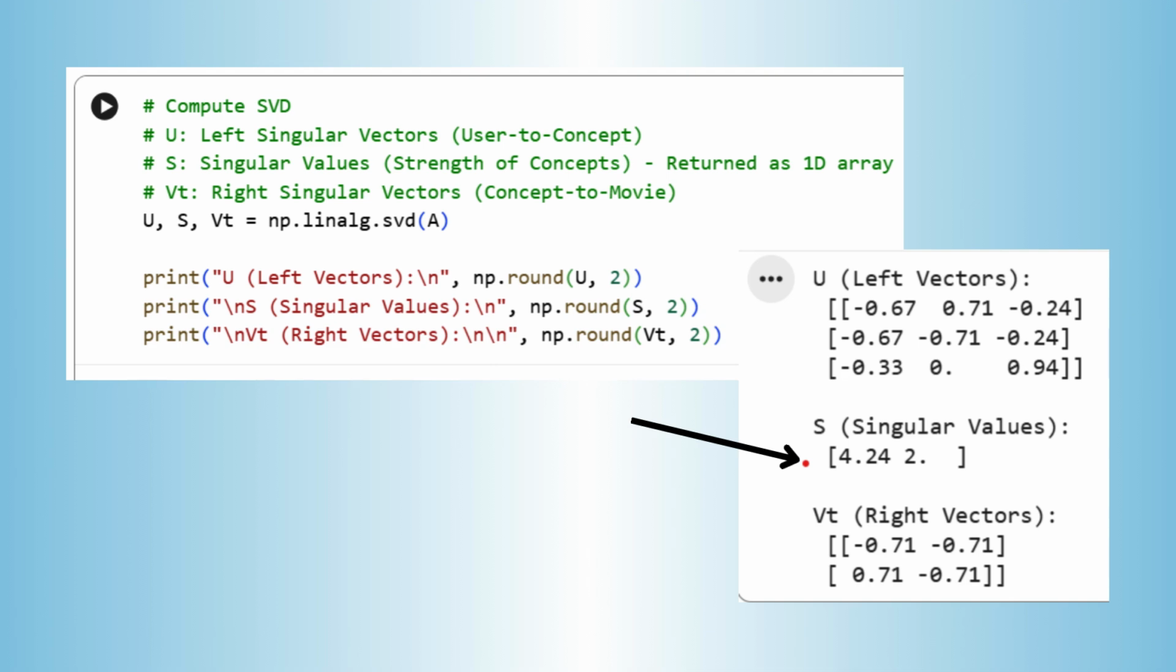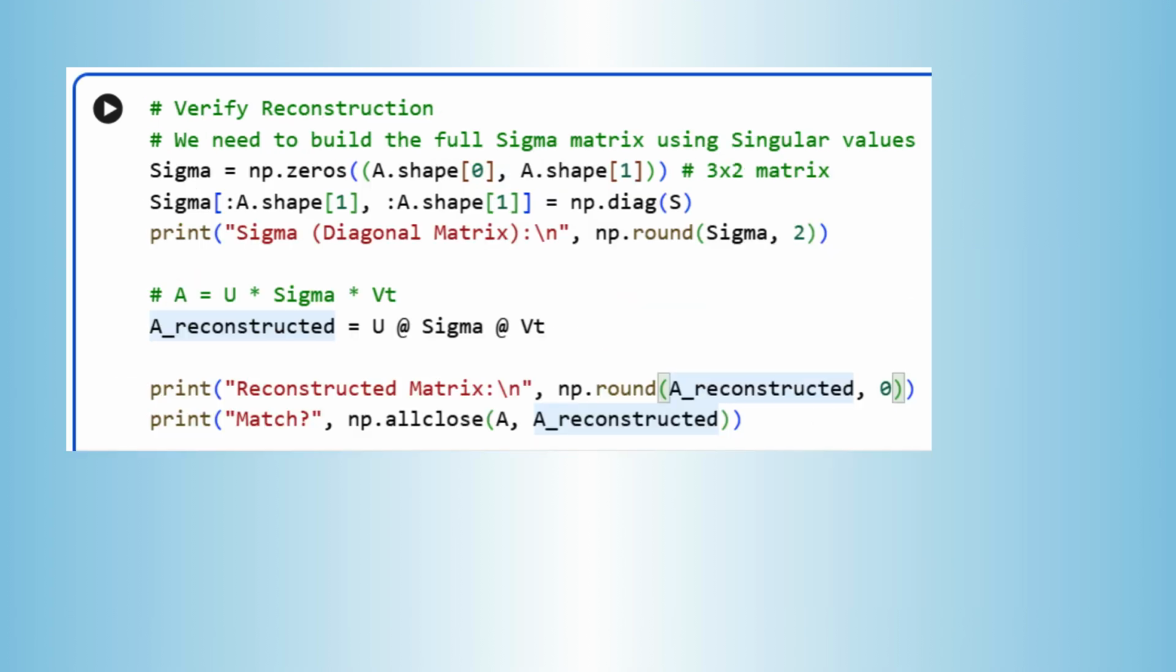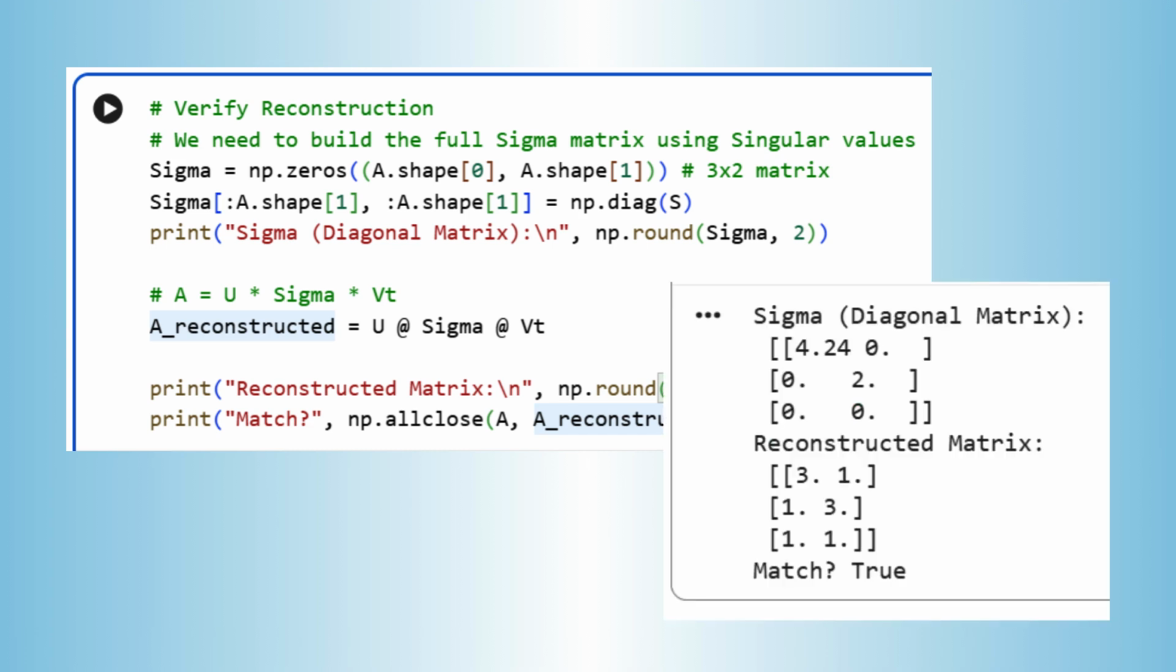One thing to remember here is that NumPy always returns singular values as a simple list of numbers to save memory. If we need to reconstruct the original matrix, we must convert these singular values into a diagonal matrix. When we multiply them back together, we get our original matrix perfectly. The math works. We have seen how to decompose the data, but where do we really use it?